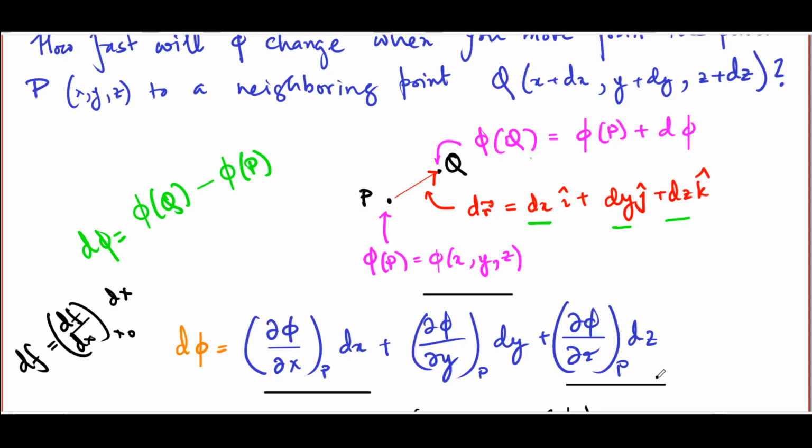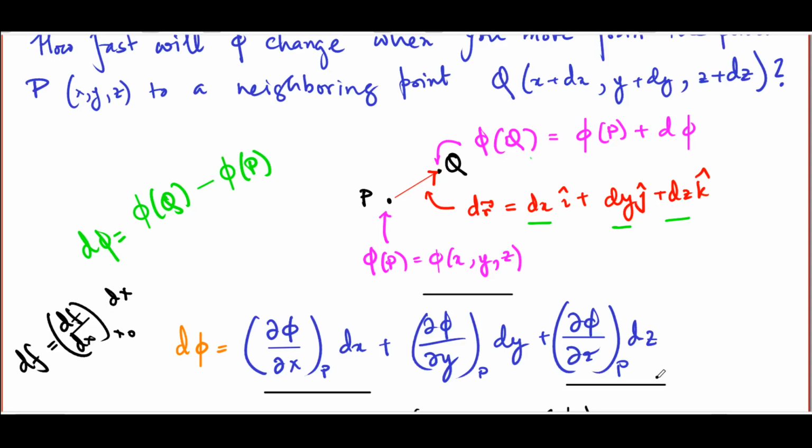By the way, this would also work if we were talking of functions of more than three variables. If the function had variables x1, x2, x3 up to xn, then d phi would have been del phi del x1 dx1 plus del phi del x2 dx2 plus all the way up to del phi del xn dxn. But for the time being, we will focus in three dimensions, and therefore we are going to talk about functions of only three variables x, y and z.